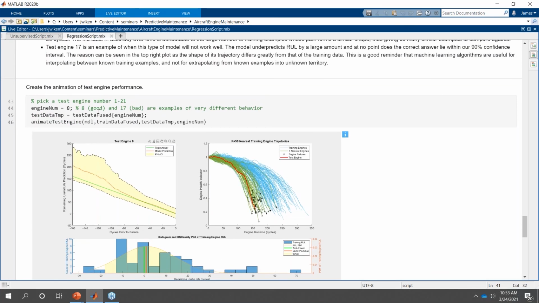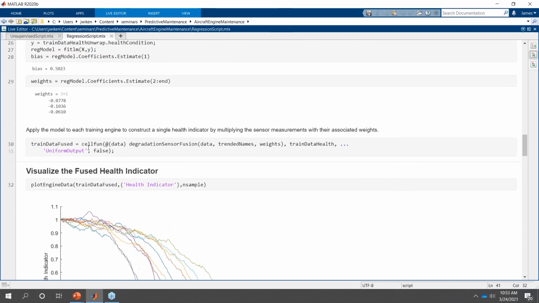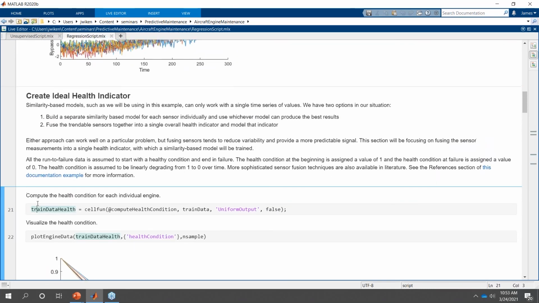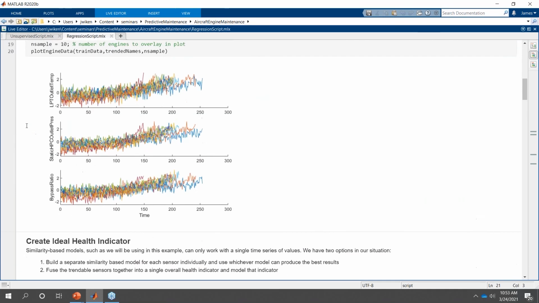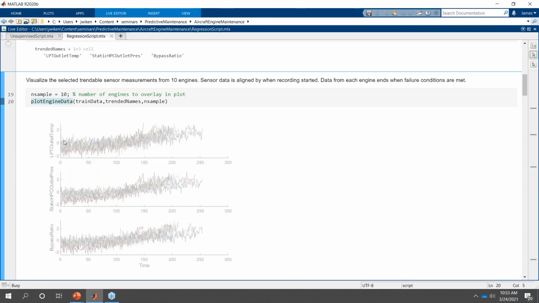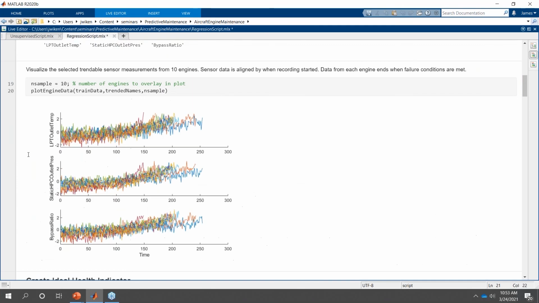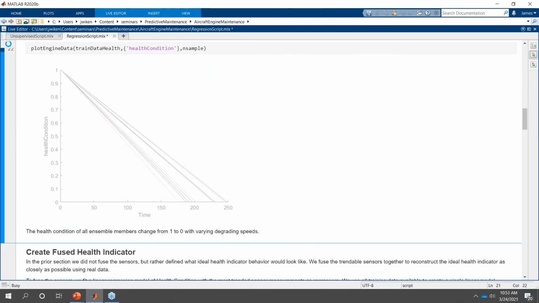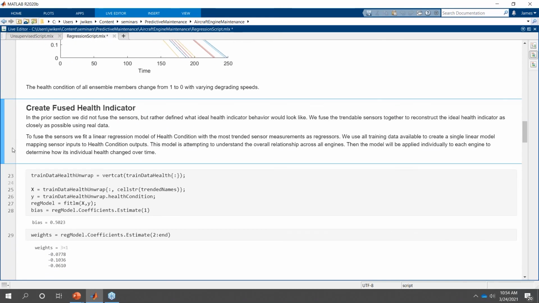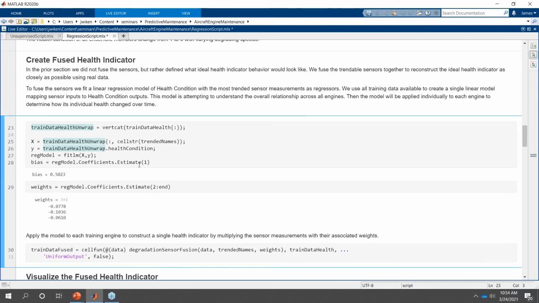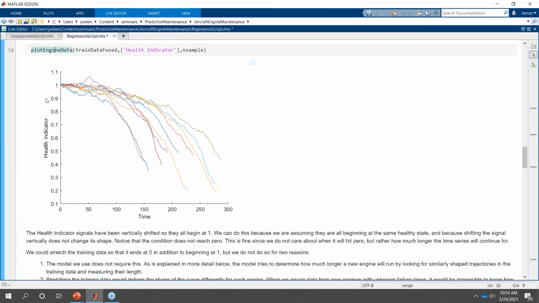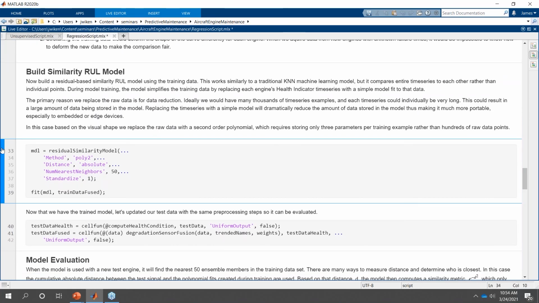But I'm going to run this. I've not actually been running these things, so let me run these and we'll do it. So come back up here, run this, so we get the number of samples. We'll do all the things we talked about already. So we'll create the ideal health indicator. We'll create the fused health indicator. It's just a good review, I guess, of everything we've done so far. We don't need to do the visualization, and then we'll build our model from those fused health indicators.